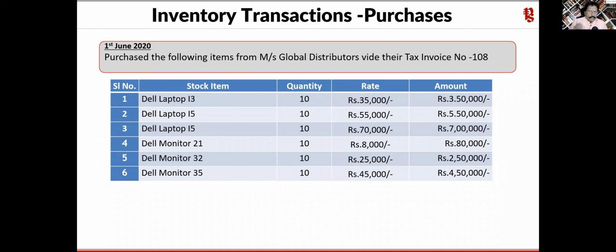Okay, so let me just quickly share my screen. What you see on the screen here is basically the first inventory entry of inventory coming into your organization, which is predominantly by way of purchases. I'm going to show you one purchase, one sale, and one debit note or credit note, where the debit note is for purchase return and the credit note is for your sales return.